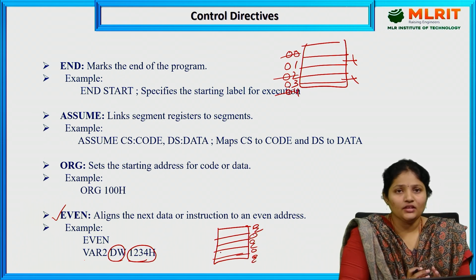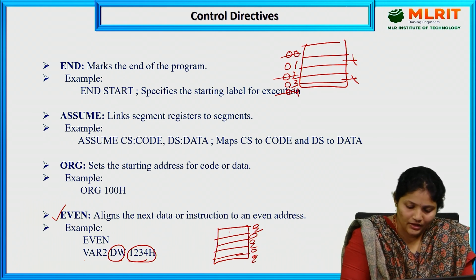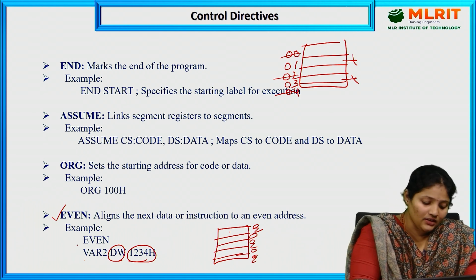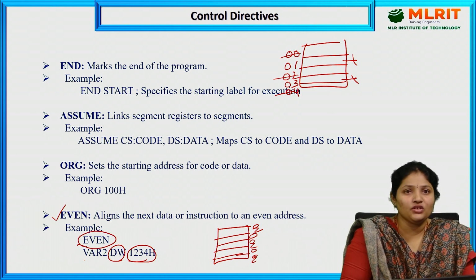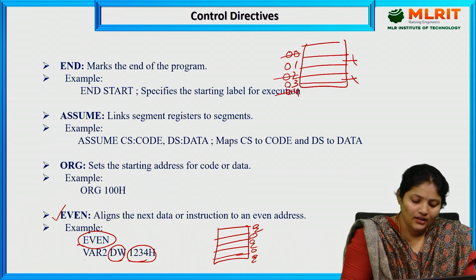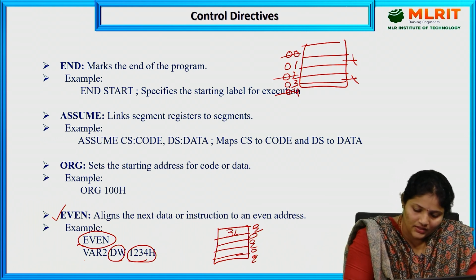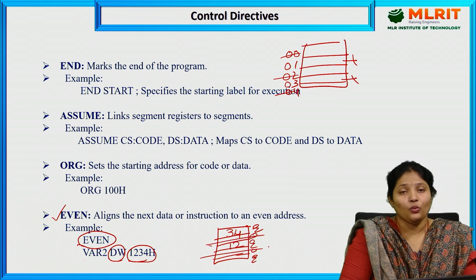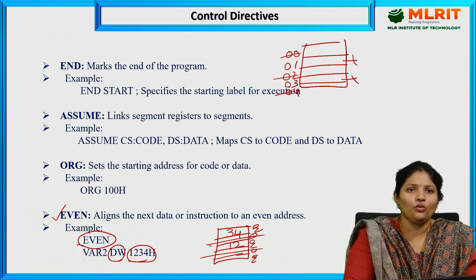Whenever we are storing, generally 3, 4 will be located here and 1, 2 will be located here. But here we have mentioned even, so only even address locations will be allocated. Like 3, 4 will be stored in this even address location, and then 1, 2. These odd locations will never save the data. Why are we using only even locations?